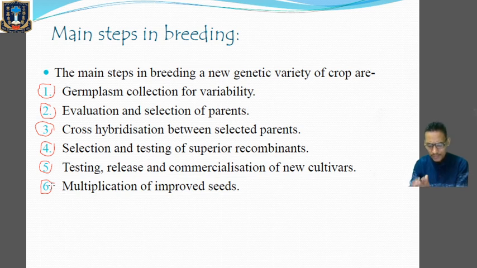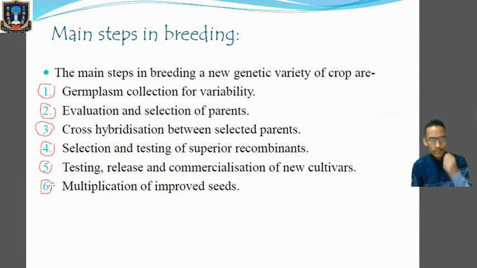So these are the different steps involved in the plant breeding technique or plant breeding process. But today we'll only go through the germplasm collection of variability. We'll go through evaluation and selection of parents, and lastly we'll go through cross hybridizations between selected parents. Okay, we'll only go through these three steps in today's class. The next steps we will deal with in another class.